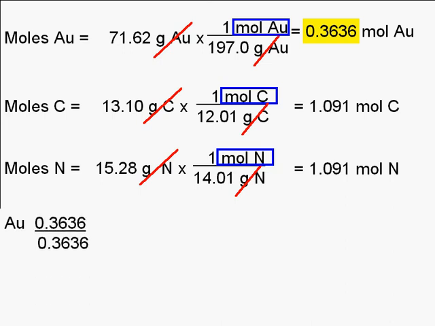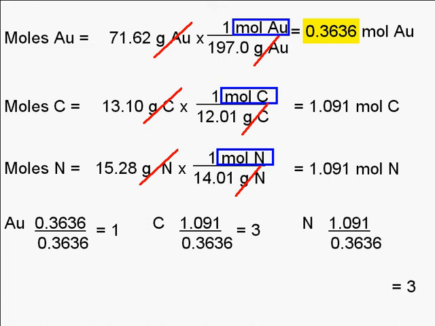Dividing 0.3636 by 0.3636 gives us 1, while dividing 1.091 by 0.3636 gives us 3. So for each mole of gold, we have 3 moles of each of carbon and nitrogen, giving us an empirical formula of AuC3N3.